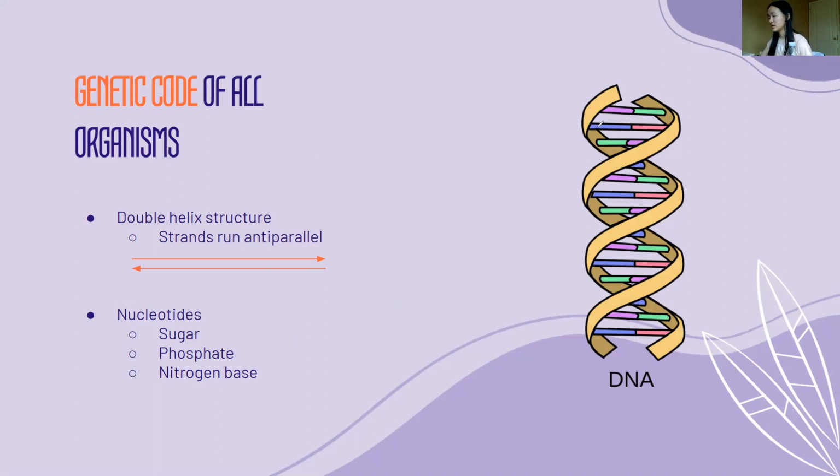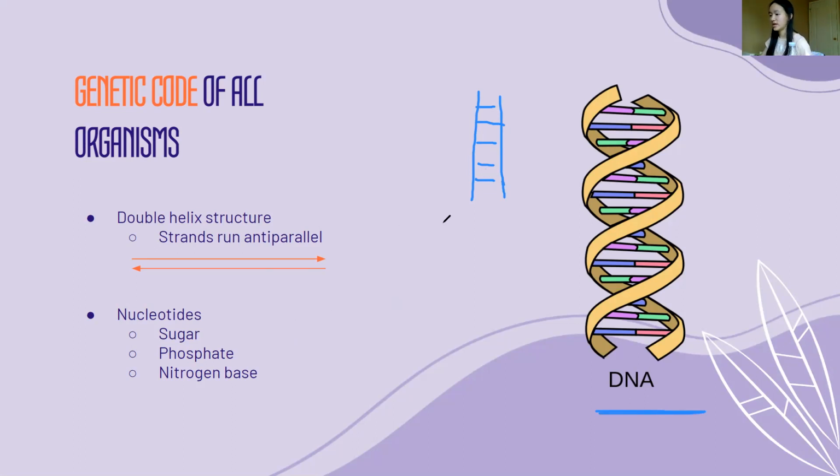First of all, DNA has a double helix structure, which means that it's kind of like a ladder, but winded. So if we have an example ladder here, you see the rungs of the ladder and the sides of the ladder. If we twisted it, it would look like DNA, which is this diagram over here.